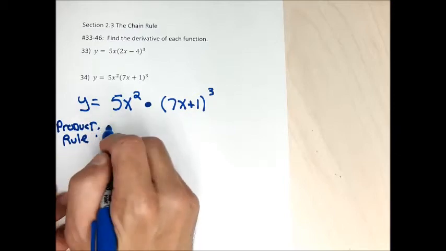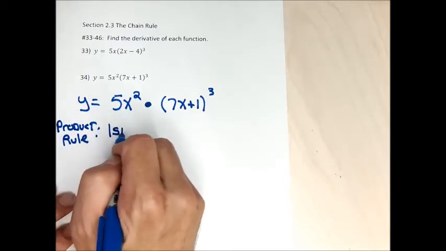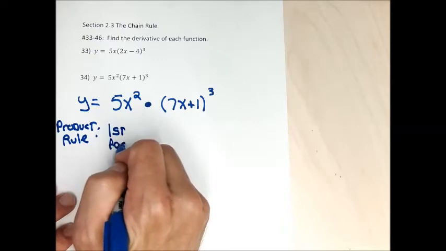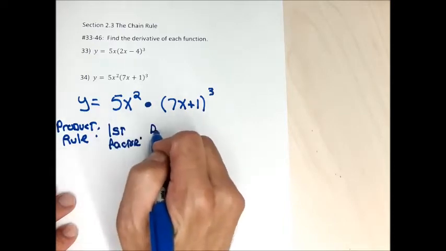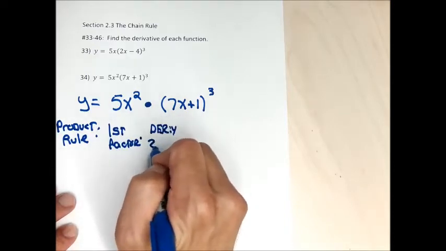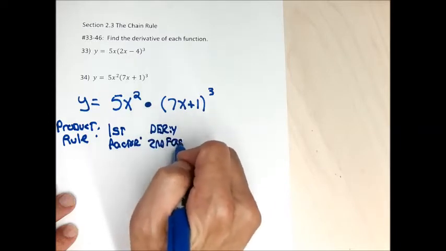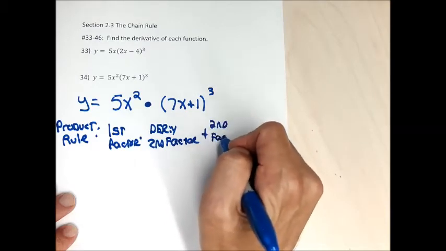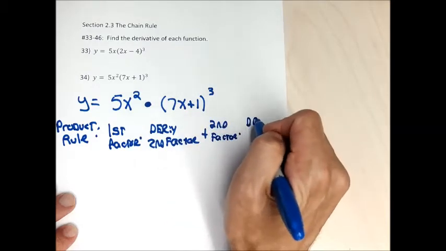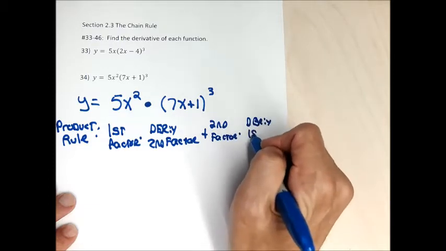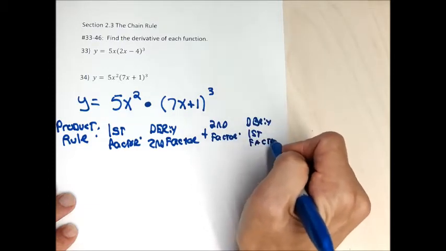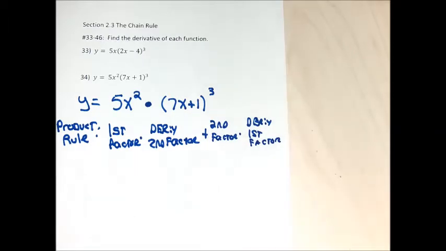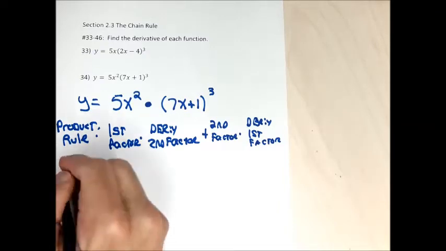And remember the rule is the derivative is the first factor times the derivative of the second factor, plus the second factor times the derivative of the first factor. So in order to do the derivative of either 33 or 34, I'm stuck using the product rule, because there's multiplication and both factors have an x.